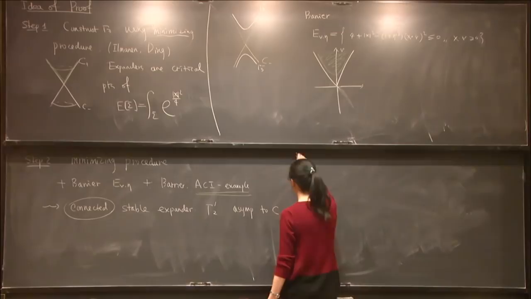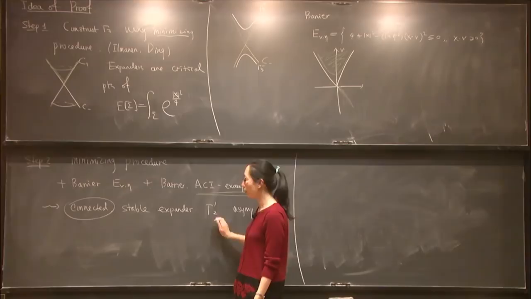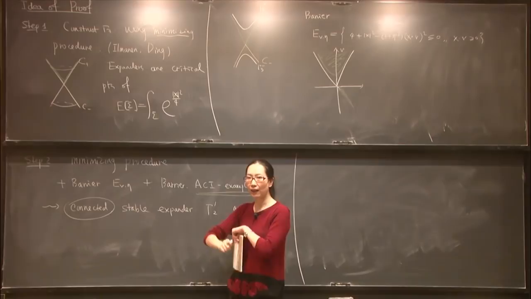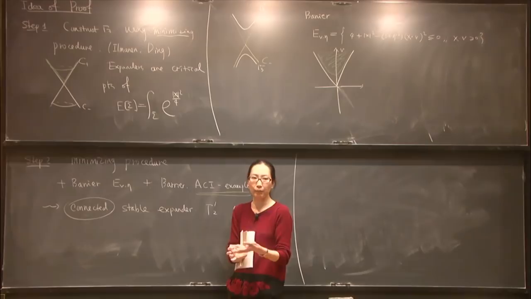But then here, I don't claim that gamma 2 prime is an annulus. So again, you can't claim that gamma 2 prime is an annulus. It's connected and asymptotic to the double cone, but it may a priori have genus in the interior, in the compact region, right?